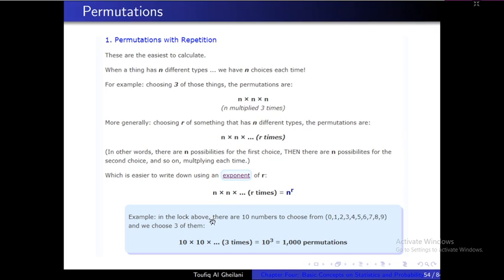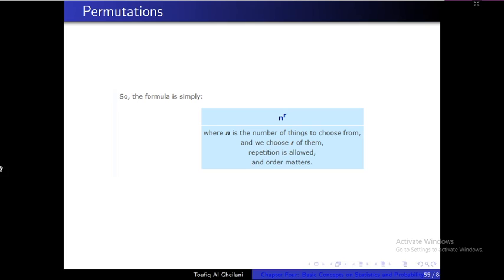Example, in the lock above, there are 10 numbers to choose from, 0 to 9, and we choose 3 of them. So 10 times 10 times 10 equals 10 to the power 3, which gives us 1000 permutations. So the formula is simply n to the power r, where n is the number of things to choose from, and we choose r of them. Repetition is allowed and order matters.